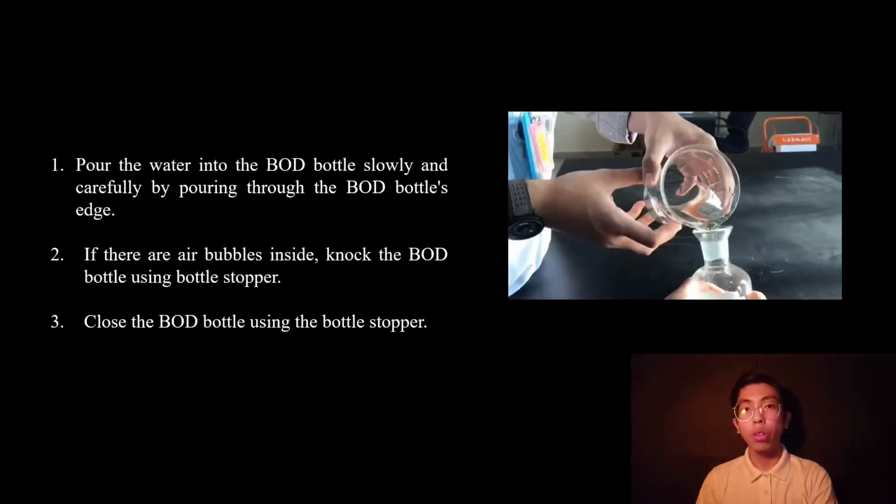When we're using the BOD bottle, there are some precautions we have to take. First, pour the water into the BOD bottle slowly and carefully, by pouring it along the BOD bottle's edge. Next, if there are any air bubbles inside, knock the BOD bottle. Then close the BOD bottle using the bottle stopper. The video here will show you how we pour the water into the BOD bottle using the edge of the bottle.